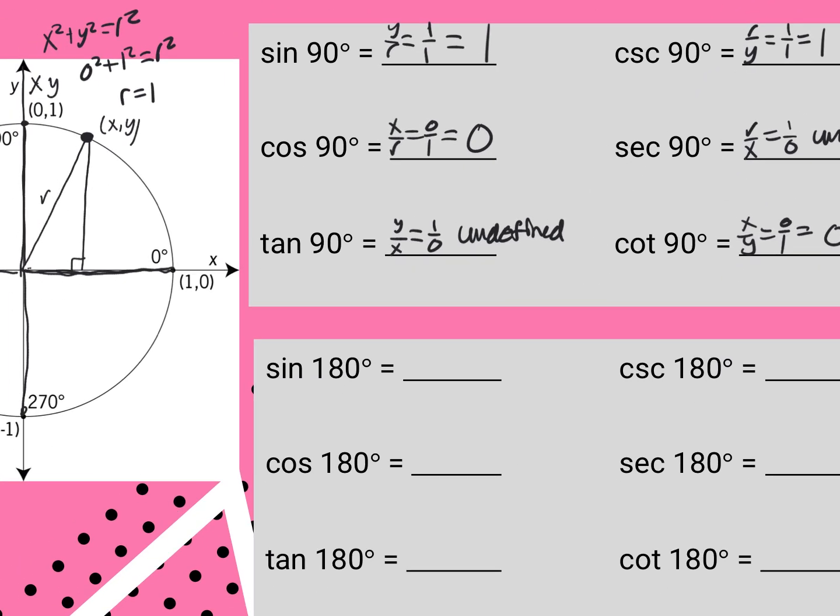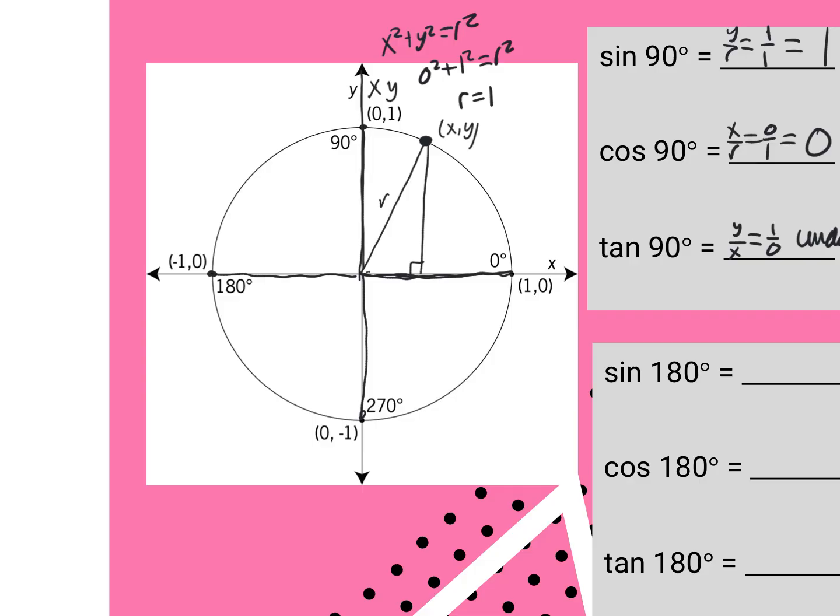We can do the exact same thing at 180 degrees, right? At 180 degrees, I have x is -1 and y is 0. I can do the same thing. I can do x squared plus y squared equals r squared to find an r value. And then you get (-1) squared plus 0 squared equals r squared. And so I get 1 plus 0 equals r squared. And then again, r would equal 1.